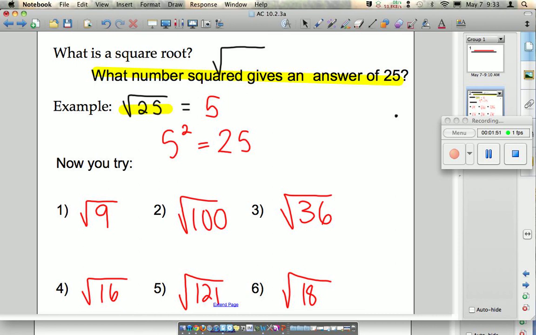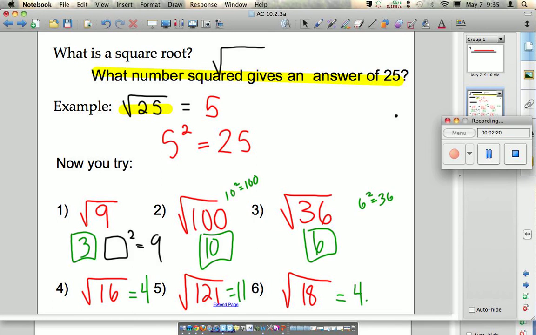So now you're going to give it a try. So we're asked in question 1, what is the square root of 9? Remember, that's also asking what number squared gives an answer of 9. That's what you're being asked in question 1. So try 1 through 6, pause the video, try the questions, and then check back in the video for the solution.